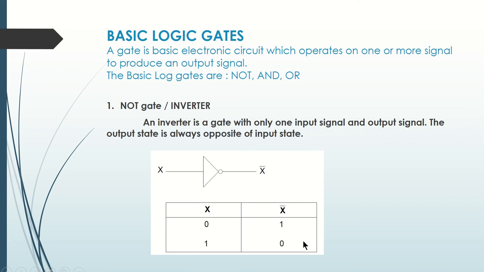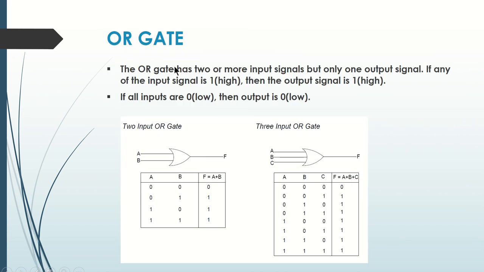And this is your truth table. If x is 0, the output is 1. If x is 1, the output is 0. This we have already discussed. The only new thing is the symbolic representation. This diagram represents the NOT gate. The next one is the OR gate.